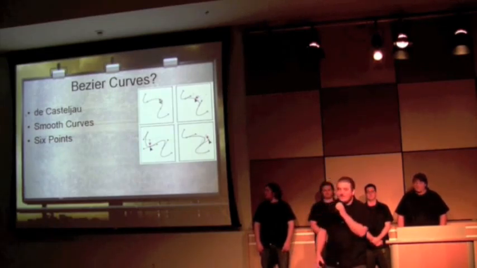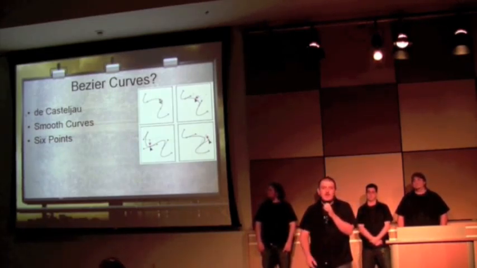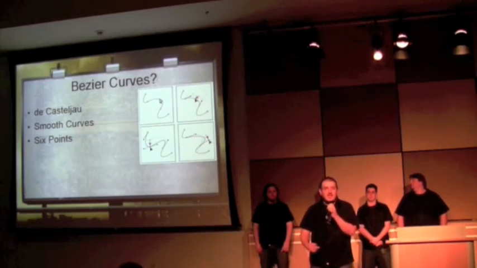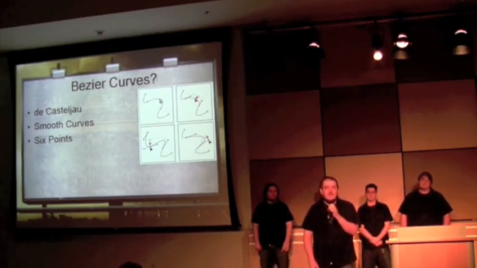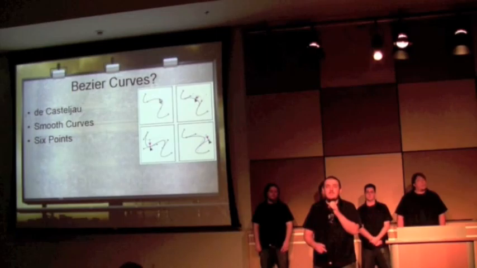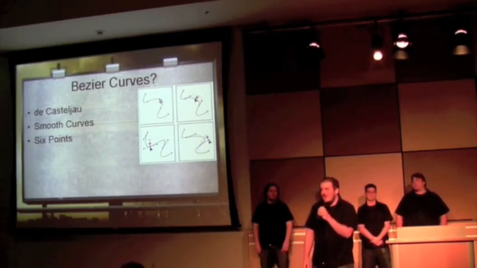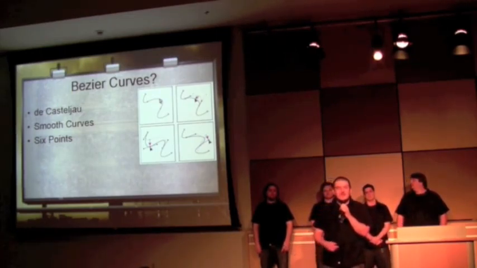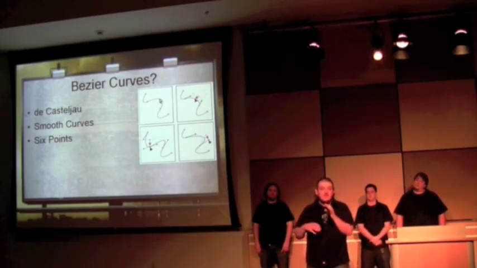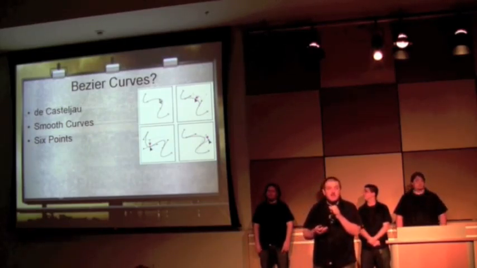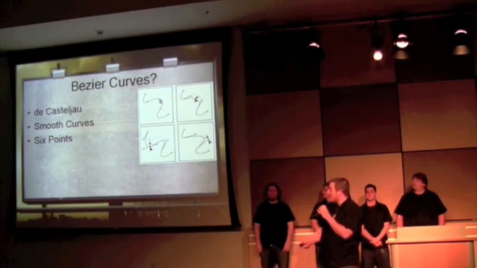So what exactly are Bezier Curves? It's an algorithm originally derived by Paul de Casteljau. The algorithm that we use was later derived by Paul Bezier, or Pierre Bezier, excuse me. We use a 6-point version of this, and essentially what it does is it makes a smooth curve out of a set number of points. In our version, we actually use 6 points.